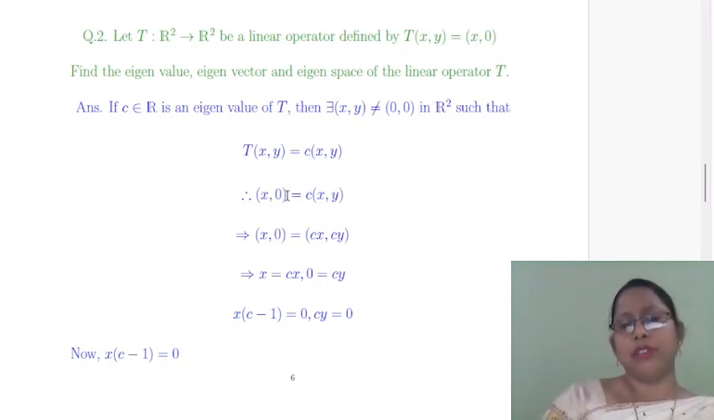That is (x, 0) = c(x, y). This can be written in the form (cx, cy). We bring c inside the bracket, then equate the left hand side and right hand side. This can be written as x = cx and 0 = cy, which can further reduce to x(c - 1) = 0 and cy = 0. Now x(c - 1) = 0. Take this.